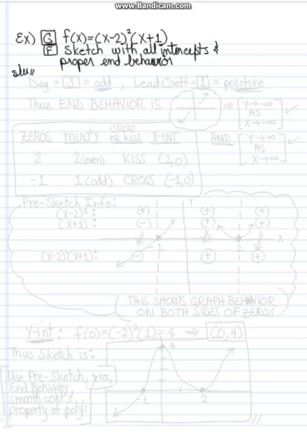Given f of x equals (x minus 2) squared times (x plus 1), it's sweet because they factored it for us. Find the sketch with all the intercepts and the proper end behavior. Okay, to start this, we're going to consider the degree of the polynomial. This is a degree 3 polynomial.